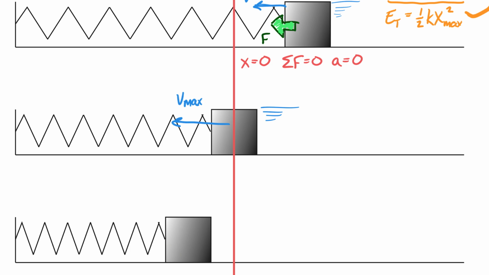It doesn't stop here. Even though the acceleration is 0, it's got inertia. So it's going to pass through here. But it's not going to be accelerating for this instant. For this instant, it's not getting faster or slower. This is as fast as it's going to go. But that also means that at this instant, the potential energy, which is 1/2 kx squared, is 0. That means all the energy is in the form of kinetic energy, which has to be equal to 1/2 m v max squared.